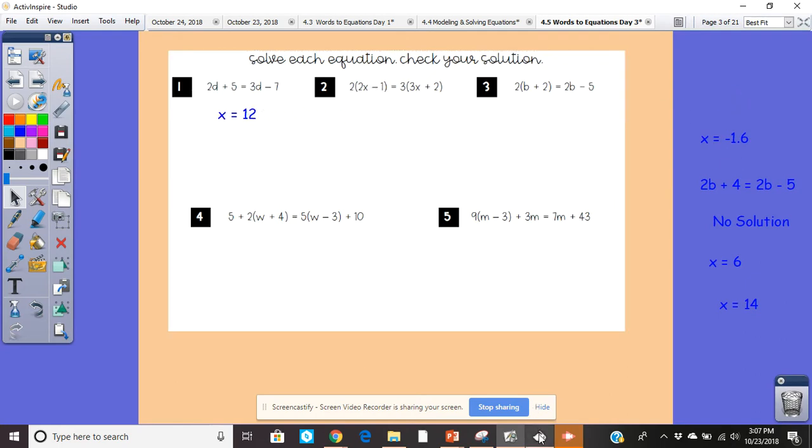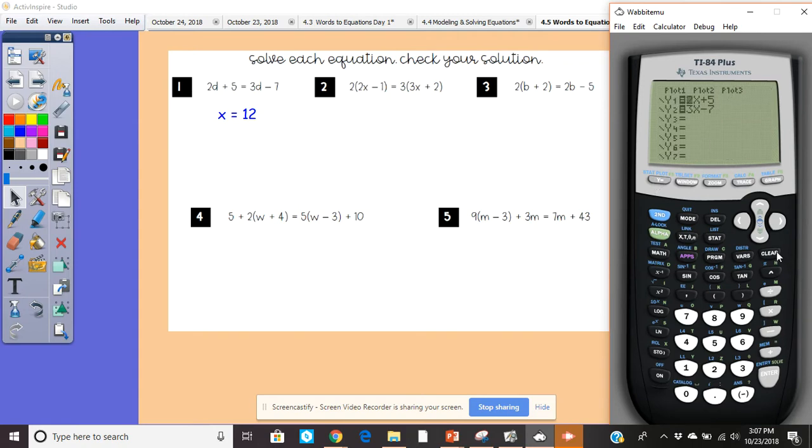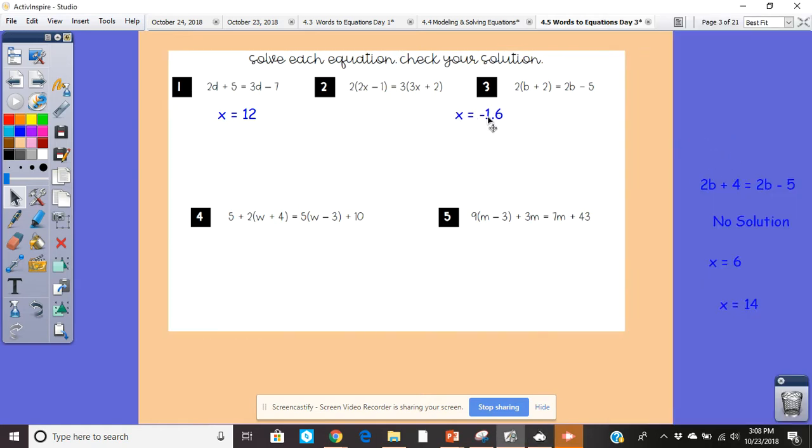Okay, so when you do parentheses, so 2 times 2x minus 1, and then below it we would do 3 times 3x plus 2. And so make sure you close in parentheses if you open them. And then once it's graphed, second, trace 5, we get x equals negative 1.6.